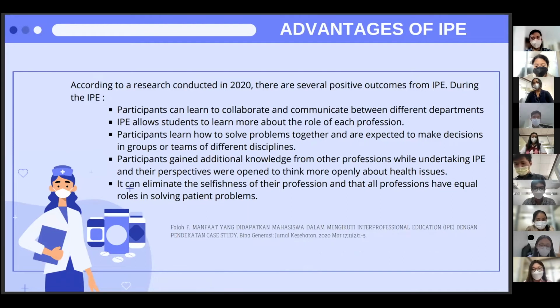According to a research conducted in 2020, there are several positive outcomes from IPE. During the IPE, first, participants can learn to collaborate and communicate between different departments. Second, IPE allows students to learn more about the role of each profession. Third, participants learn how to solve problems together and are expected to make decisions in groups or teams of different disciplines. The fourth one, participants gain additional knowledge from other professions while undertaking IPE, and their perspective is opened to think more openly about health issues. The last one, it can eliminate the selfishness of their profession and show that all professions have equal roles in solving patient problems.